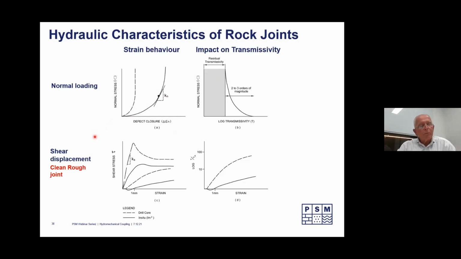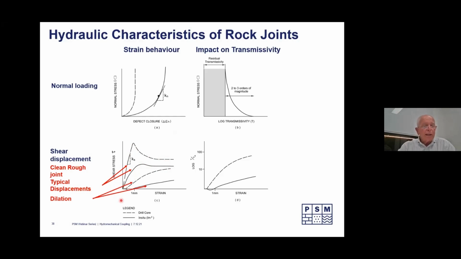So when we're pushing one section of the structure over the top of another, and if we're dealing with a clean, rough joint here, these are the typical displacement patterns for either a small piece of drill core or an in situ block. And the in situ block has a shear stiffness, which then decreases back to the residual over time with strain. We don't get as marked an effect for the drill core as we have when we're dealing with a larger mass of structure.